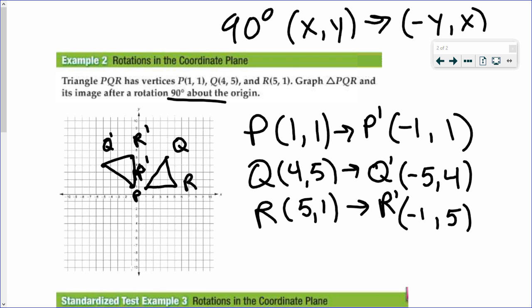All right? And so, again, we just want to use these rules. We have these rules of rotation. We have one for 90, 180, and 270. And those are the only three rotations we work on in the coordinate plane. So we just follow the rules for the rotation given.